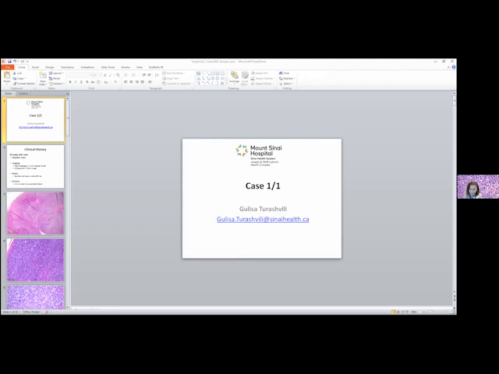I haven't seen the biopsy slides, but the excision was sent to us for consultation, and I would like to thank Dr. Varma for contributing this case. Gross examination showed a 4.1 centimeter well-circumscribed lesion in the excision specimen.